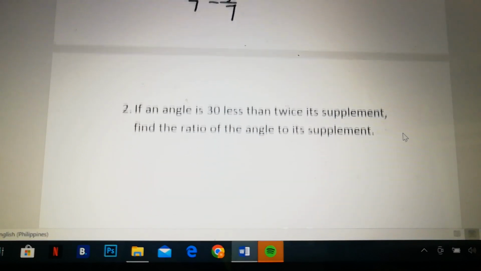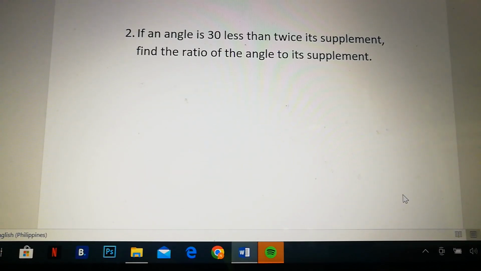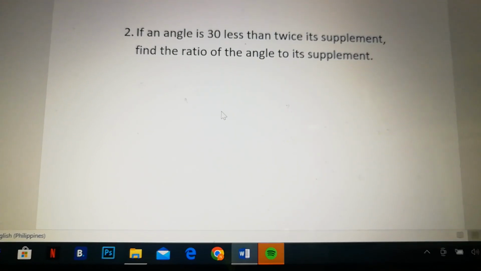Okay, so next is, if an angle is 30 less than twice its supplement, find the ratio of the angle to its supplement. Two angles are supplementary if the sum of their measures is 180 degrees. So if your first angle is equal to x, then its supplement is 180 minus x. So this is the supplement.